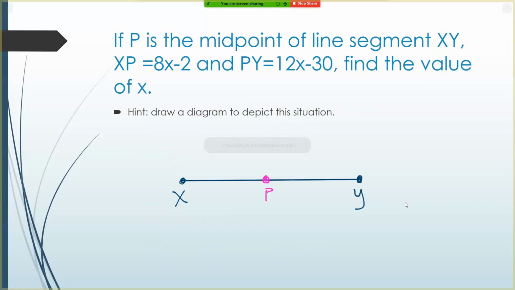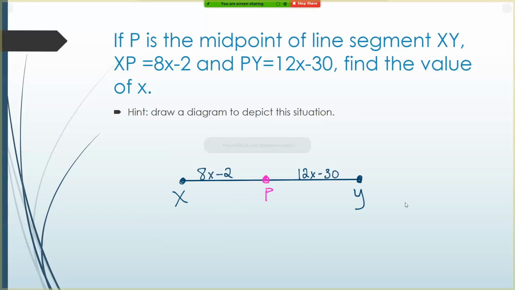So that's my diagram to depict our situation. P is the midpoint, which means it's in the middle of line segment XY, which means X and Y are hanging out at the ends. Then they tell you that the distance from X to P is 8X minus 2. So I'm going to go to XP and label it 8X minus 2. Then they tell you that PY, the distance from P to Y, is 12X minus 30. Find the value of X.